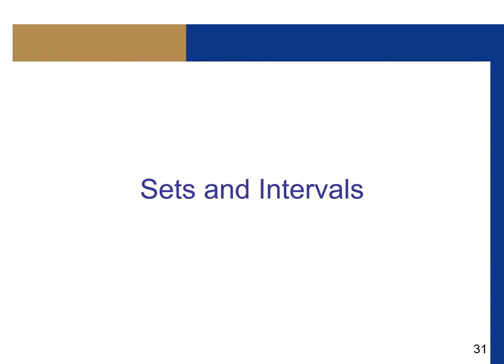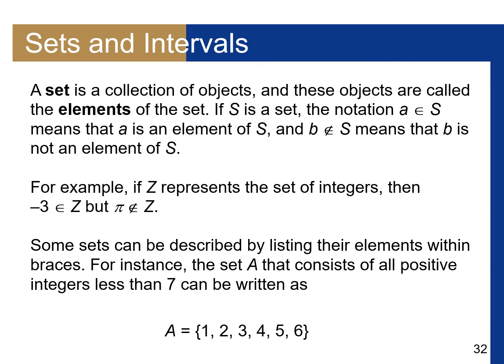Sets and intervals. Okay, we're going to take a look at set notation. A set is a collection of objects. They are indicated by uppercase letters. And we use this symbol right here, which is called the element of. So we would say A is an element of set S. If you put a line through the element of symbol, that means not an element of.